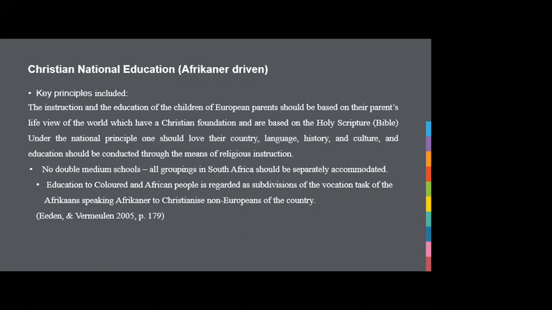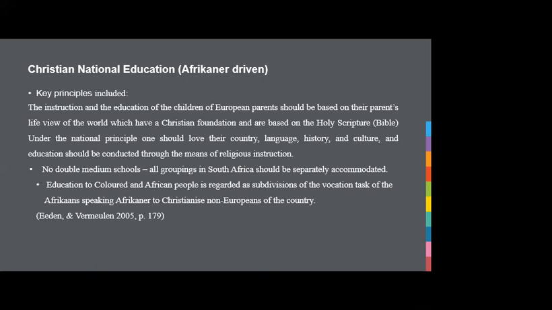The key principles of Christian national education, according to Eden and Vermeulen, was that the instruction and the education of the children of European parents should be based on their parents' life view of the world, which will have a Christian foundation and are based on the Holy Scripture, which is the Bible. Under the national principle, one should love their country, language, history, and culture, and education should be conducted by means of religious instruction. So within this type of education, there were no double medium schools. All groupings in South Africa should be separately accommodated.